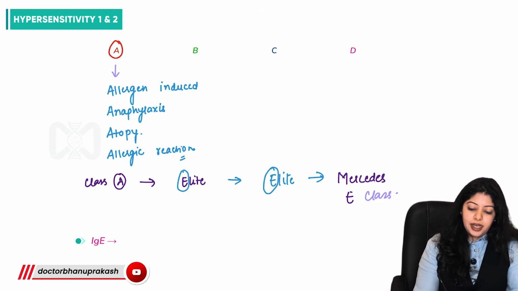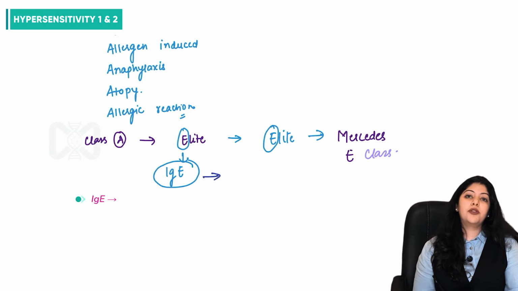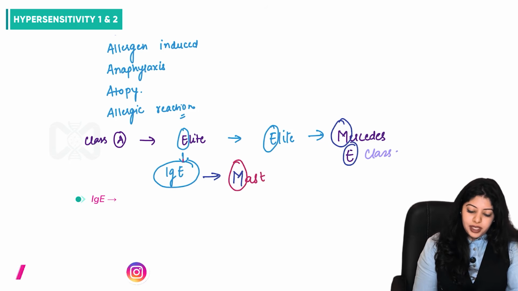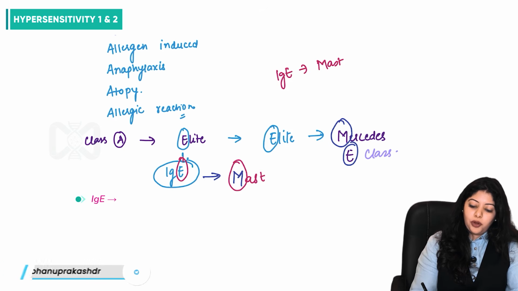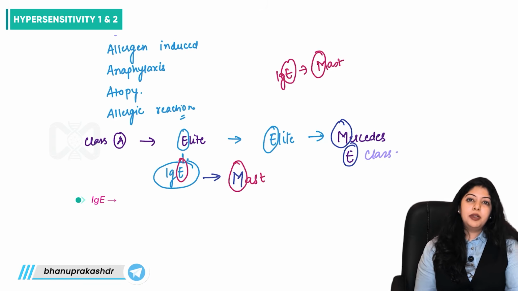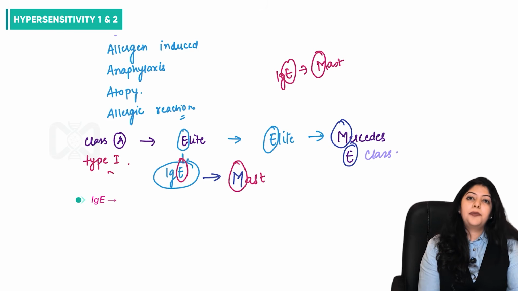Whenever we have a type 1 reaction, remember it is IgE which is coming into play. And whenever IgE comes into play, there is going to be mast cell degranulation. So are we able to derive IgE and mast cells from the story of the Mercedes-Benz car? Class A people or type 1 people are always elite.